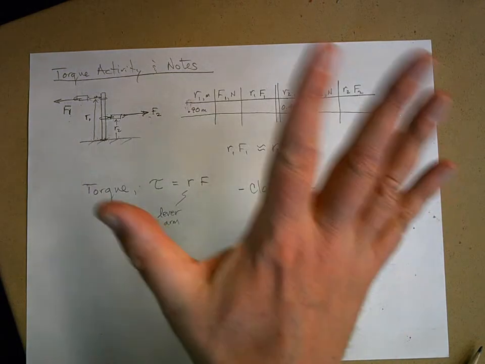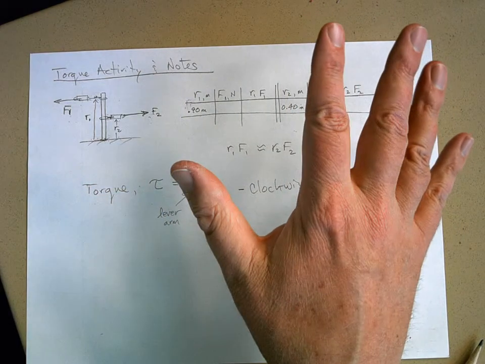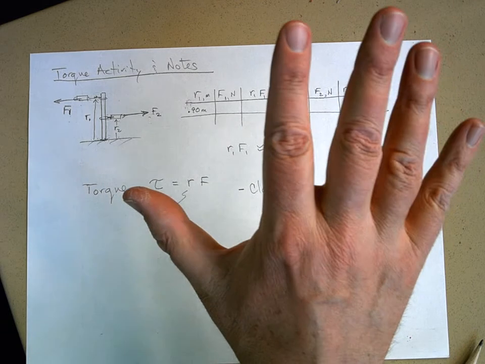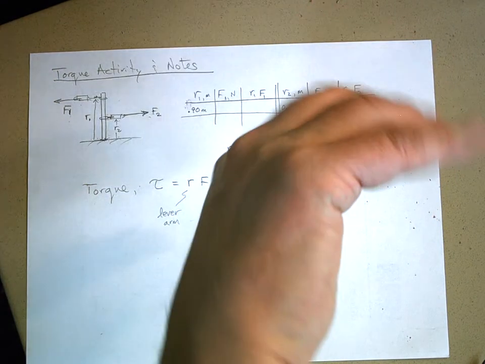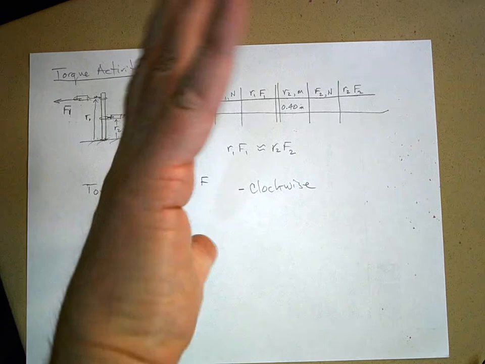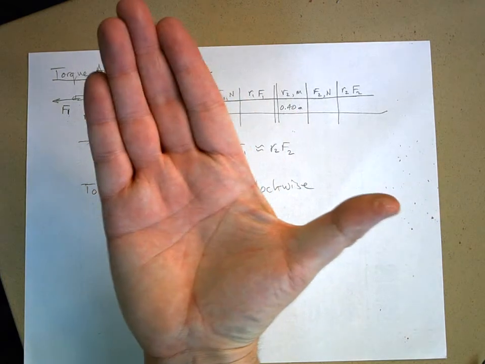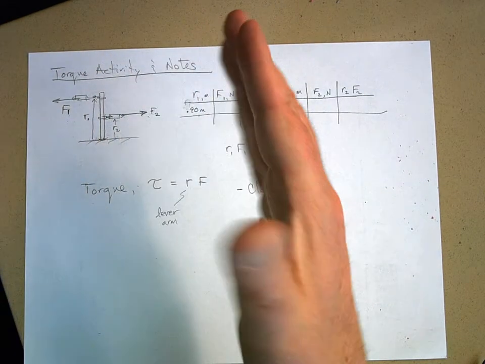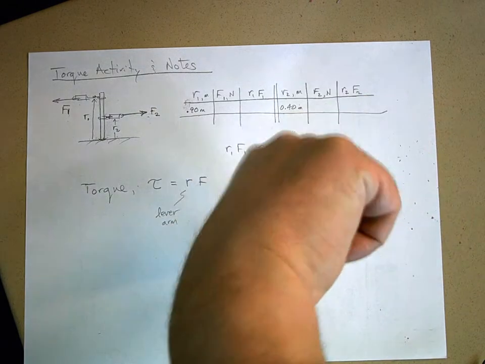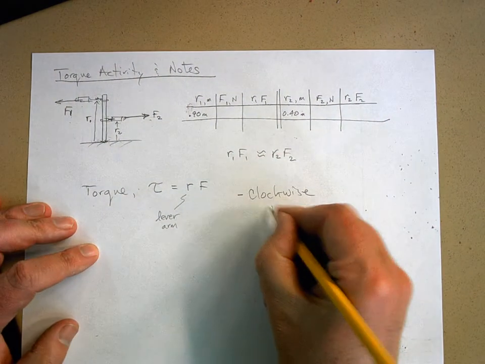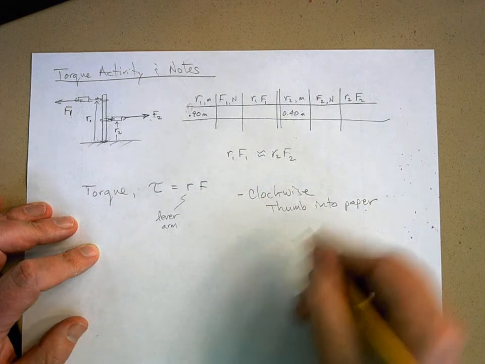Clockwise. Everybody take your right hand right now. You can put your pencil down and take your right hand. You do this at home. Now I'm going to make my right hand rotate clockwise as F2 is trying to make this stick do. Clockwise. What direction is my thumb? If my hand curls in a clockwise direction, my thumb is straight down. So you hold your hand like this with your thumb perpendicular to your fingers, and you rotate your hand so that your fingers rotate in the direction the stick wants to rotate. My thumb is down into the paper. Thumb into paper. We're going to call that the negative direction.